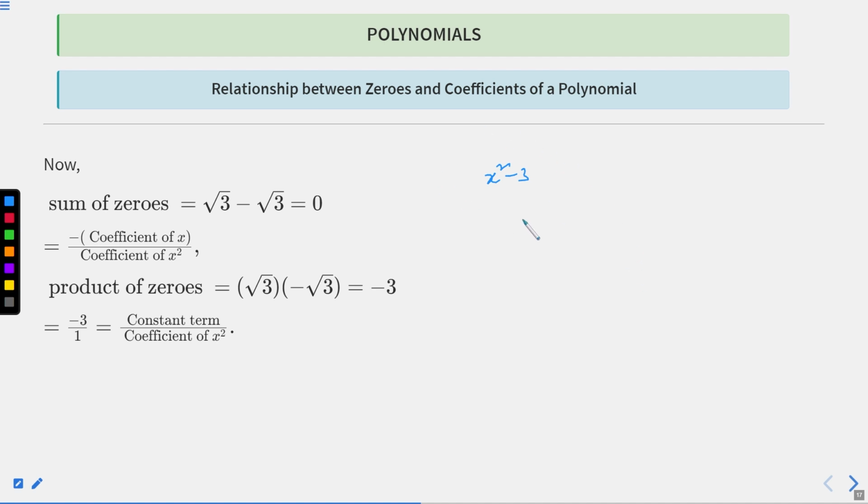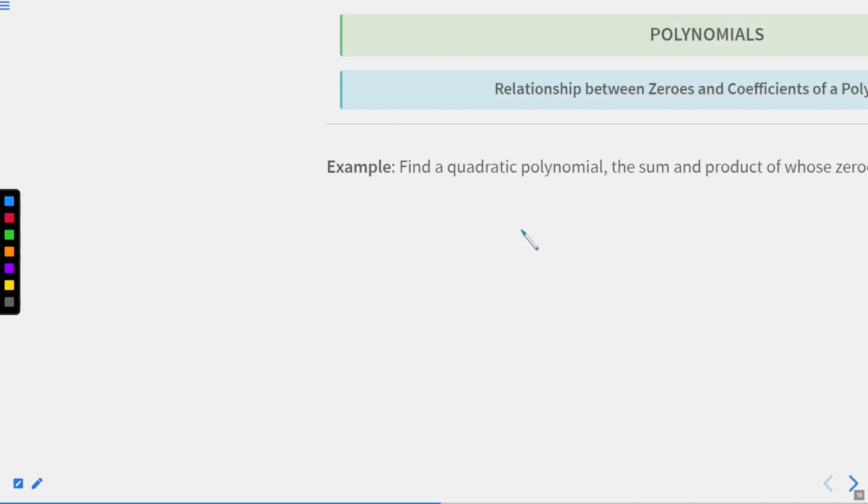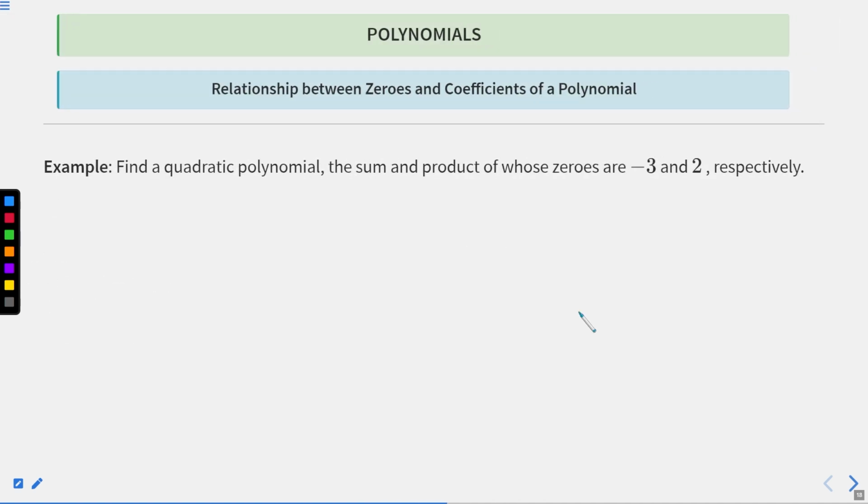So here for this quadratic polynomial, the constant term is minus 3 and the coefficient of x square is 1. Okay, so minus 3 can be written as minus 3 upon 1, and that is basically equal to the constant term of this quadratic polynomial divided by the coefficient of x square. Okay, now let us move to another example.